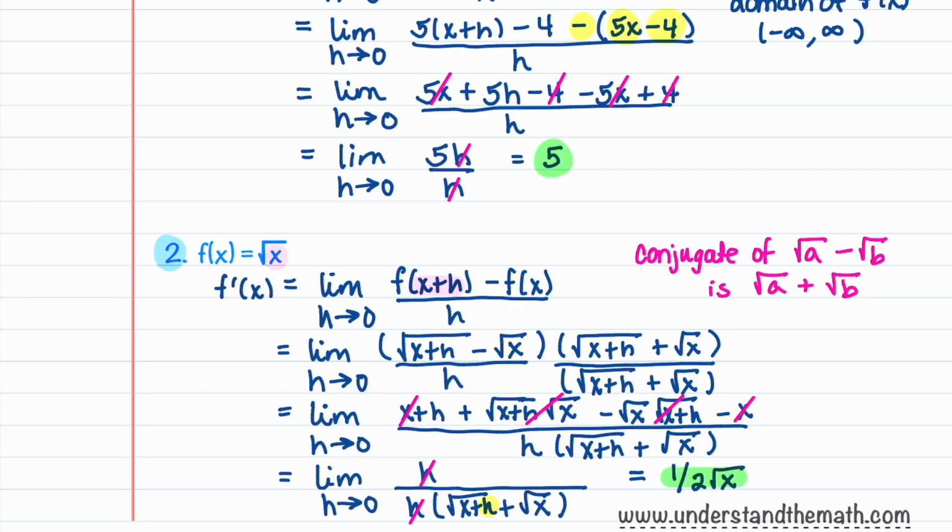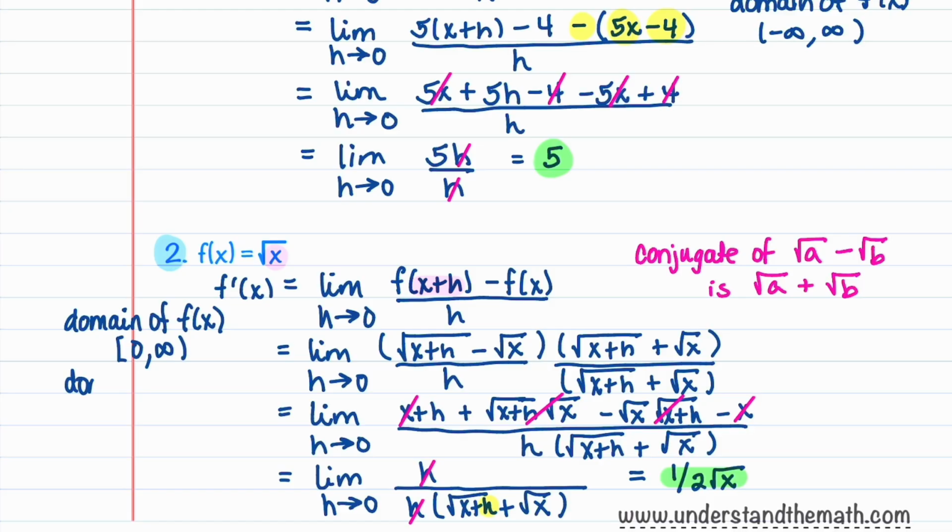We have one last thing to do, and that is to look at the domains. I'm going to do that over here on the left. So we can write down the domain of f of x. Now, whenever we have a square root, whatever is inside the square root has to be greater than or equal to 0. So our domain is going to be from 0 to infinity.